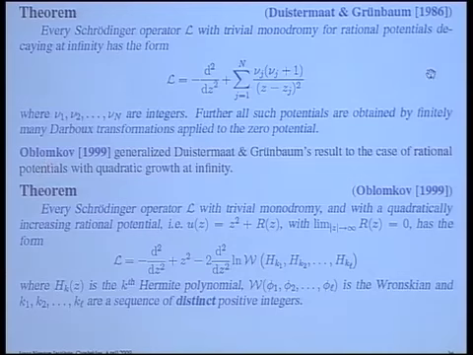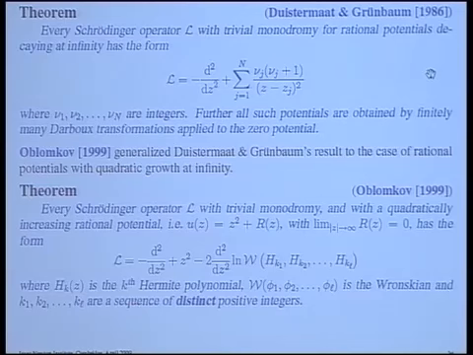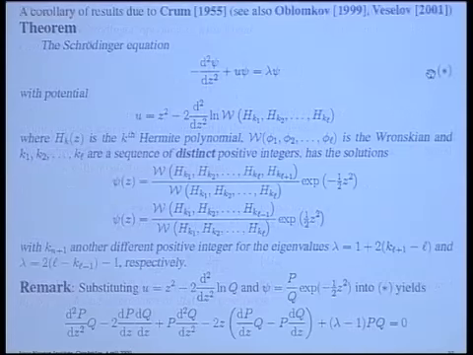Then Oblomkov generalized this result to rational potentials which had a quadratic growth at infinity. So now you can have a z squared here as well, and then the remainder has to go to 0. And they found that the potential involves the logarithmic derivative of the Wronskian of Hermite polynomials, but they have to be distinct integers, so these have a distinct sequence of integers. This was the result that was proved 10 years ago.